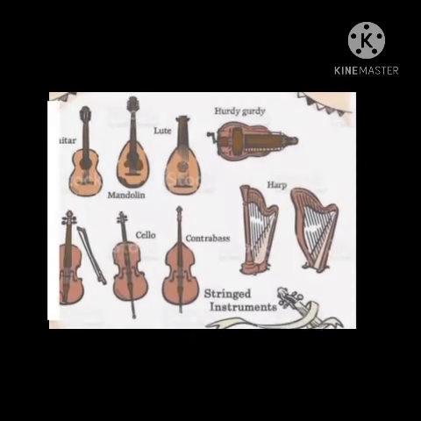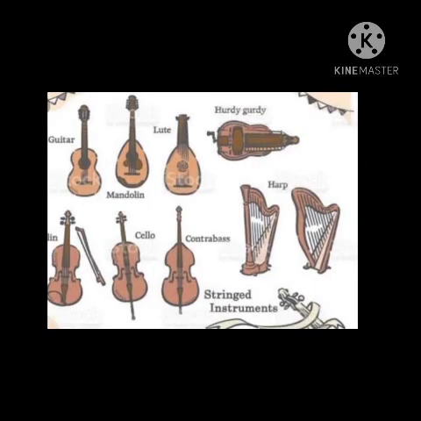So first is a stringed instrument. In a stringed instrument like guitar, sitar, and violin, musical sound is produced by vibrating strings. When the strings are plucked, struck, or played with a bow, they produce a sound.